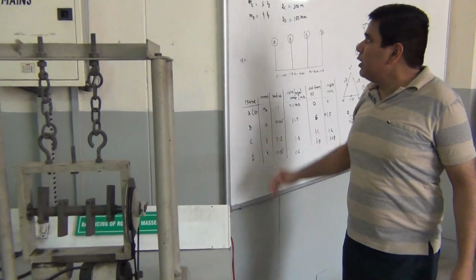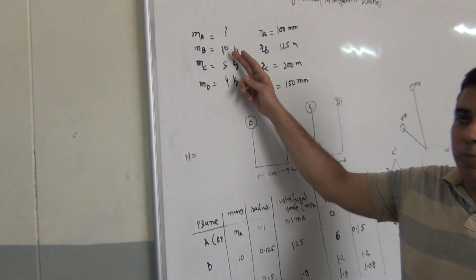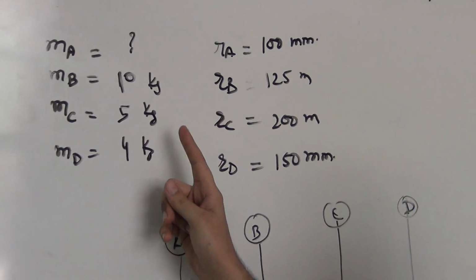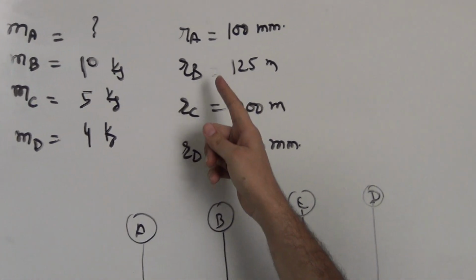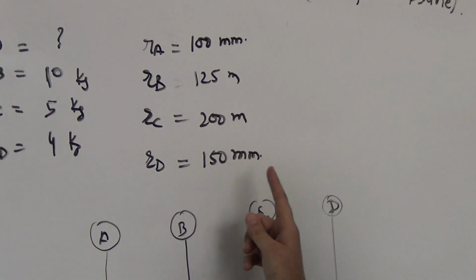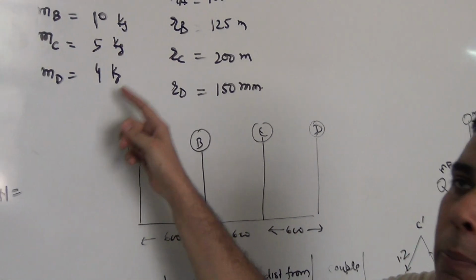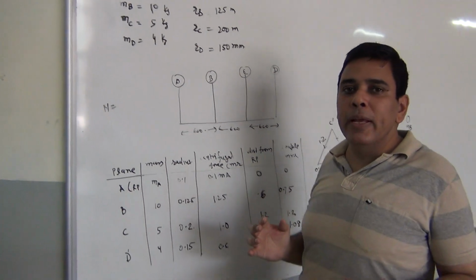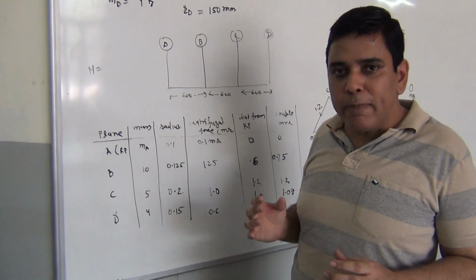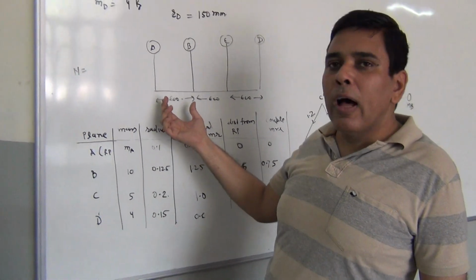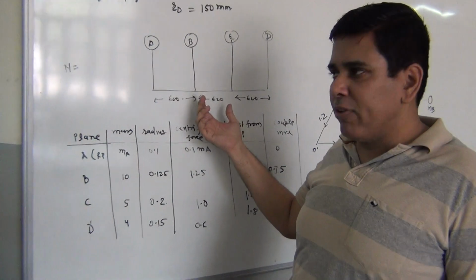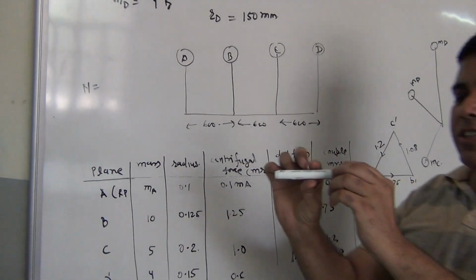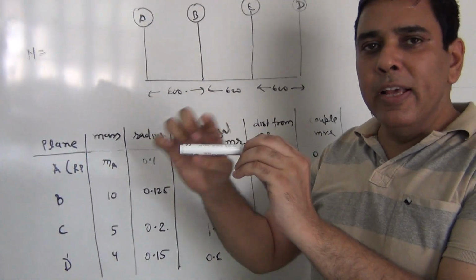Suppose we are having 3 masses, mass B, C and D, and we know the magnitude of mass B, C and D, and the radius of mass B, C and D is also known. We have to apply a balancing mass MA on the same shaft so that the system will be in complete balance. And it is given that the masses are at equidistance. That means the radial distance from the shaft of each plane is 600.